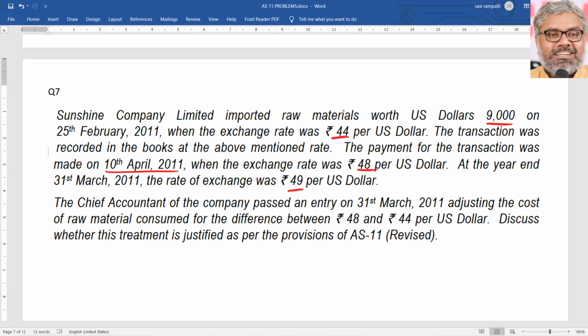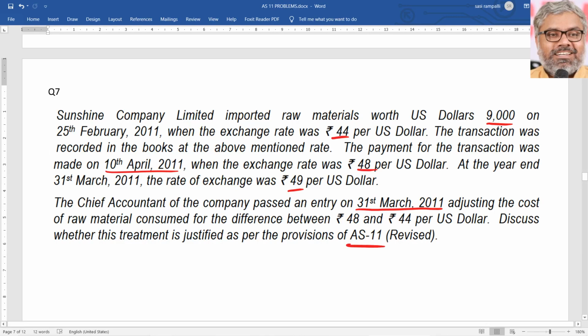The chief accountant of the company passed an entry on 31st March 2011 adjusting the cost of raw materials consumed for the difference between 48 and 44 rupees per US dollar. First of all, on 31st March, how can he pass an entry for 48 rupees? Because 48 rupees is on 10th April. That is the first mistake. Second thing is, he cannot adjust like that to the raw materials. That is never what accounting standard 11 told.